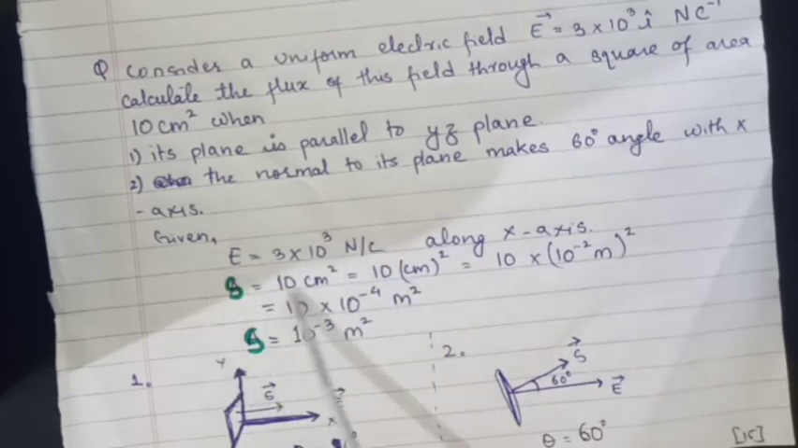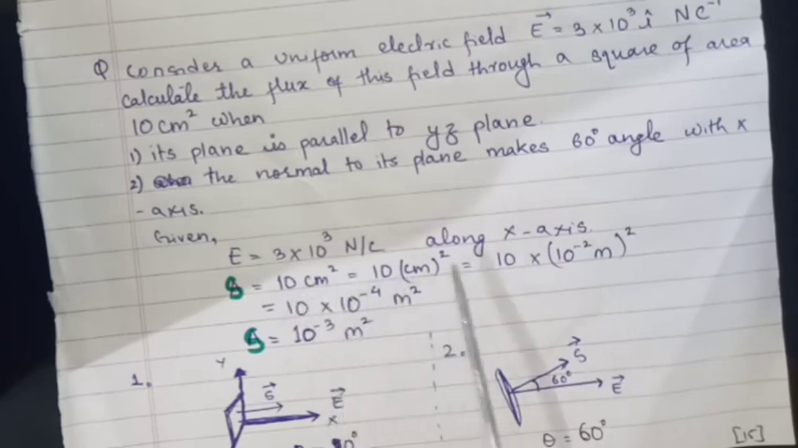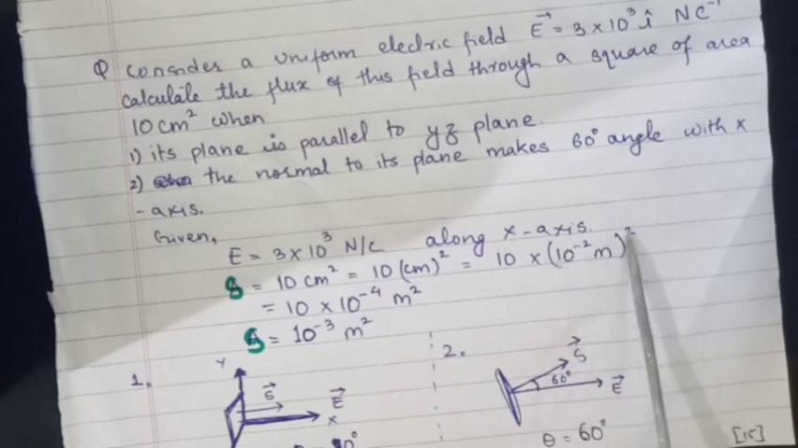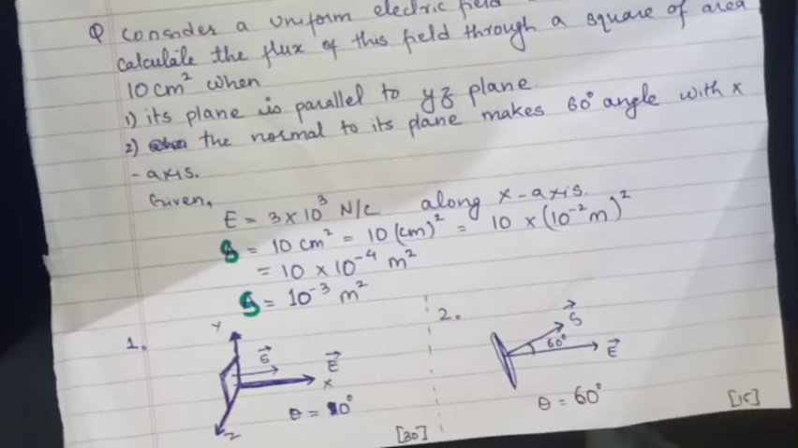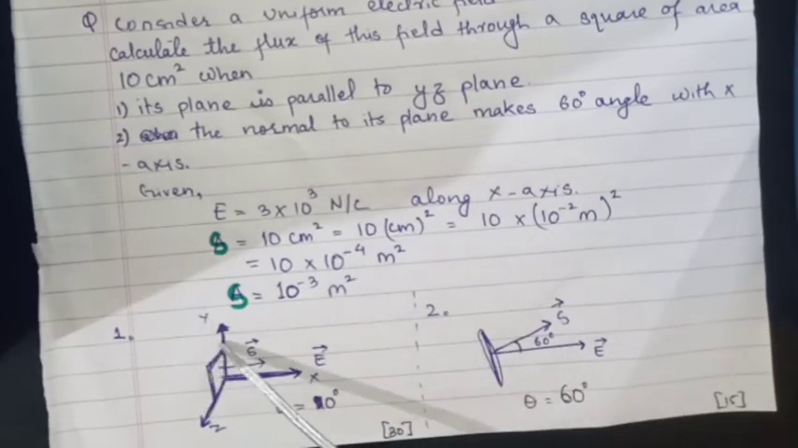Now the area is given, that is 10 centimeter square, but we have to convert this into meter square. So centi means 10 to the power minus 2. So when you square it, you will get 10 into 10 to the power minus 4 meter square, and your area will come as 10 to the power minus 3 meter square. Now for the first case, if you draw the square in the YZ plane, then perpendicular to this square, that is the area vector, will be in the x direction. That time your theta will be 0 degree. So we can use the formula of flux using angle to be 0 degree.